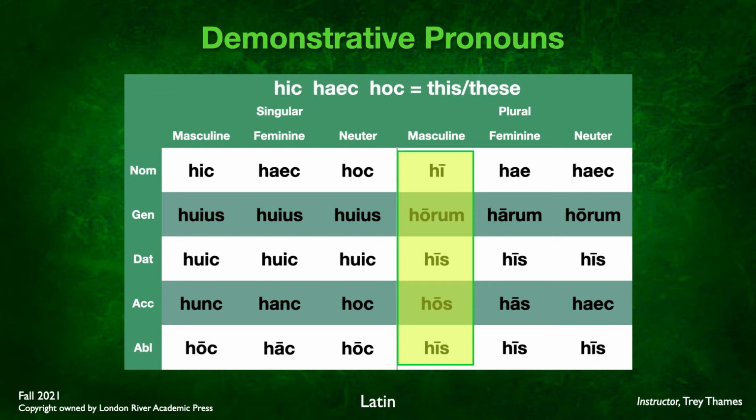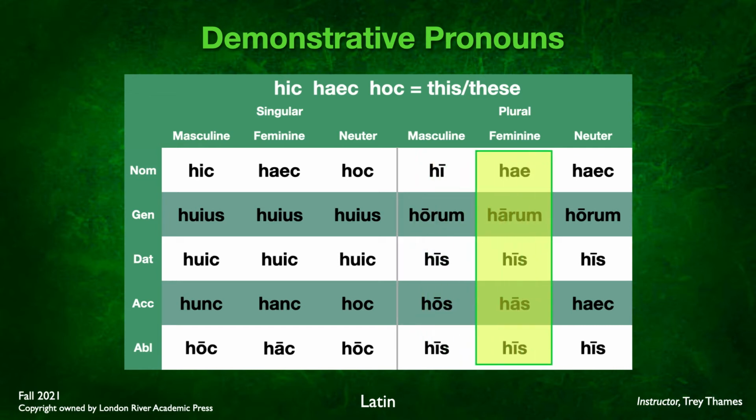So if you remember, your masculine endings were i, orum, is, os, is. Well, we're just adding an H to that. So it's hi, horum, his, hos, his. And then for the feminine, again, the endings for first declension feminine were ae, arum, is, as, is. And so we're going to add an H to those, and we end up with hae, harum, his, has, his.